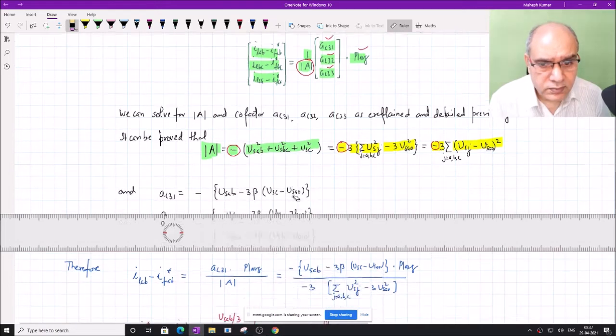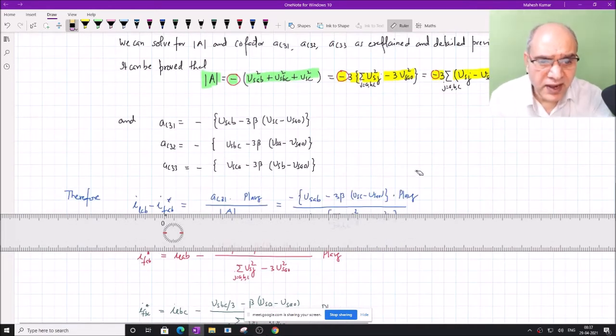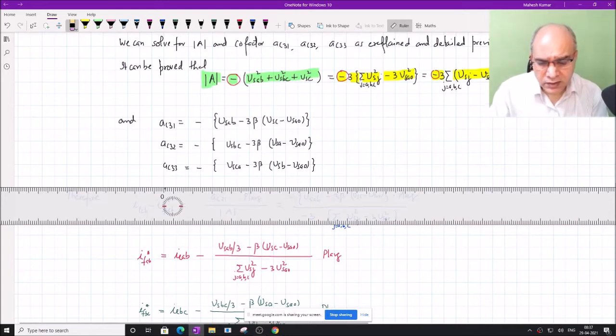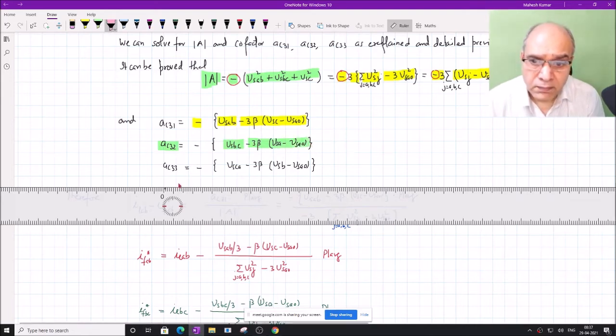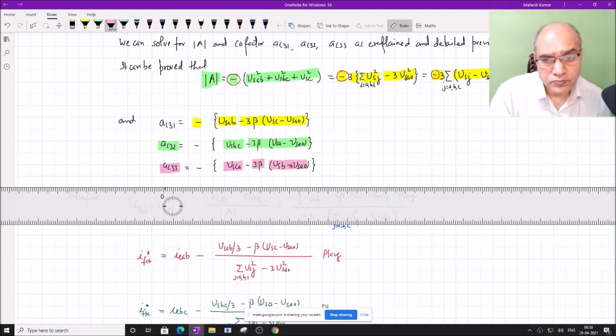And the cofactors, if you simplify AC31, AC32 and AC33, then you will find these cofactors are equal to: AC31 is equal to minus BSAB minus 3 beta BSC minus BSA0, and AC32 is equal to BSBC minus 3 beta BSA minus BSA0, and AC33 equal to BSCA minus 3 beta BSB minus BSA0. Each has a negative sign.